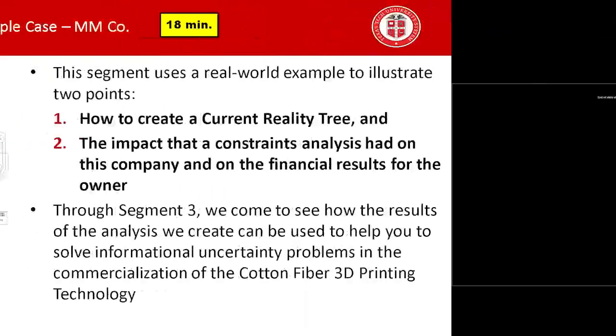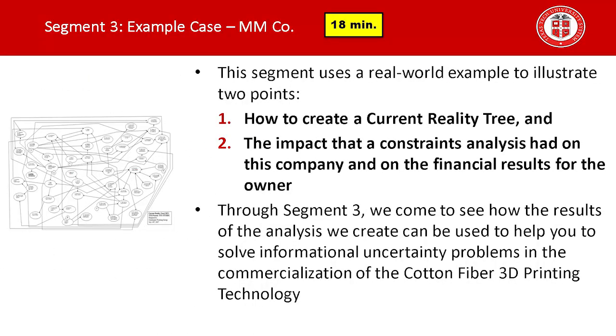Okay, so we've got this digit span thing, and we need to figure out how it is that we know more and process it. Segment 3 is an example case, the Company. We use a real-world example to illustrate 2 points: how to create a current reality tree and the impact that a constraints analysis had on this company and on the financial results for the owner. Through segment 3, we come to see how the results of the analysis we create can be used to help you solve informational uncertainty problems in the commercialization of your technology.